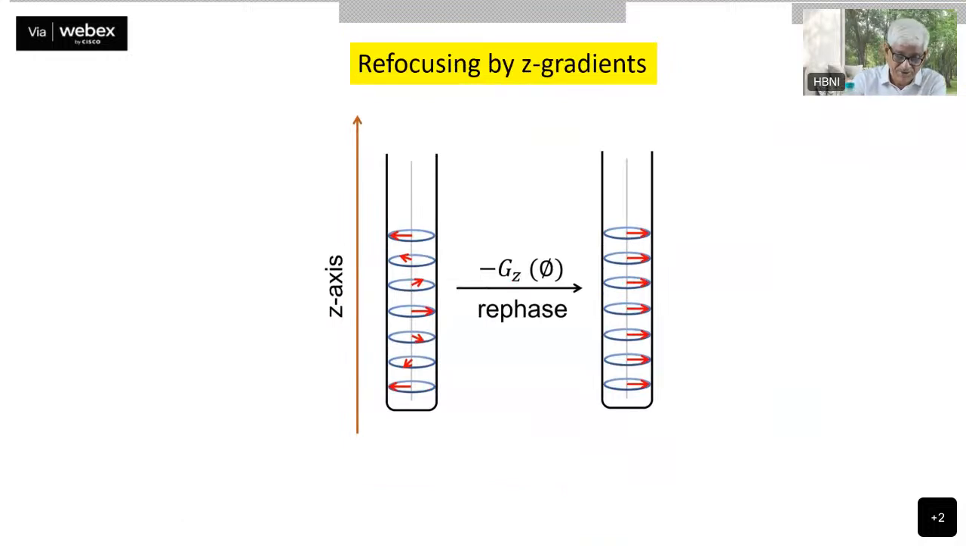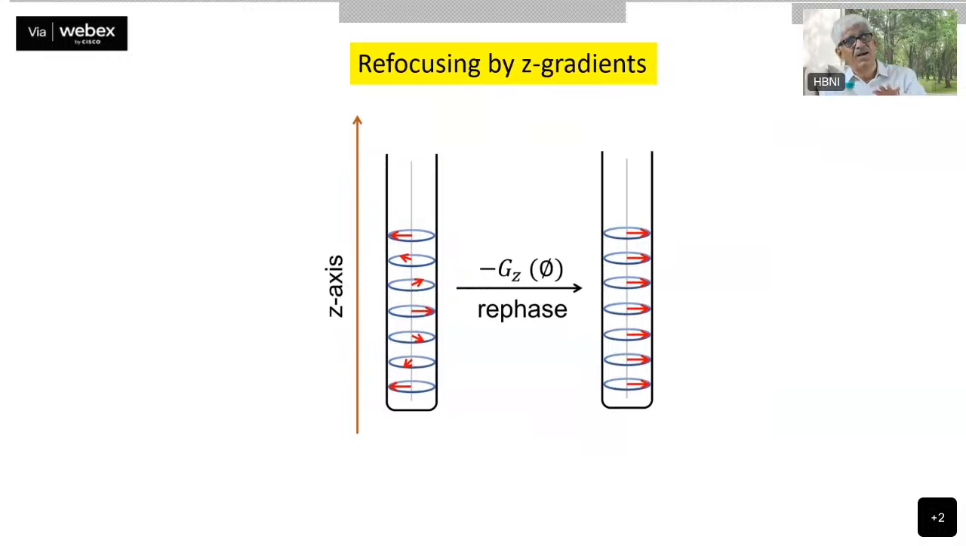Whatever had dephased here, you remove that by applying the gradient in the opposite direction. So they all have come back along this axis. So this is called the refocusing by the gradients. This is very important. You can dephase it by gradients and rephase it by the gradients. You have to simply change the direction of the gradient.